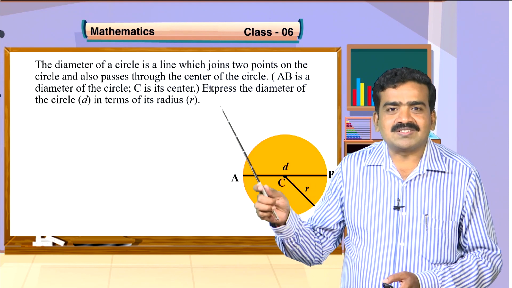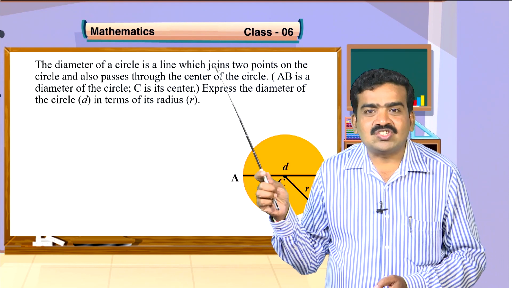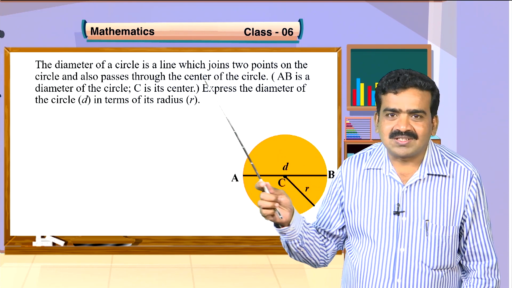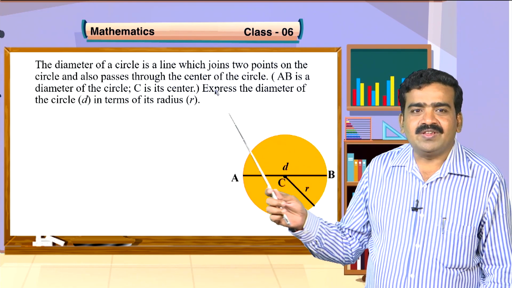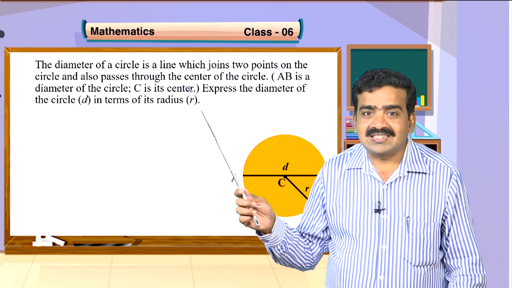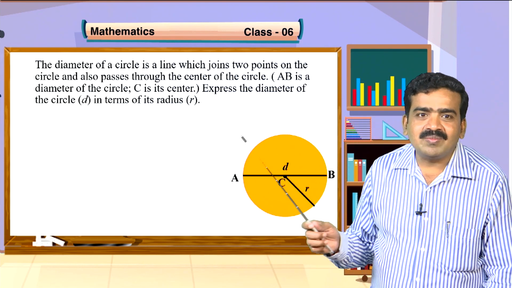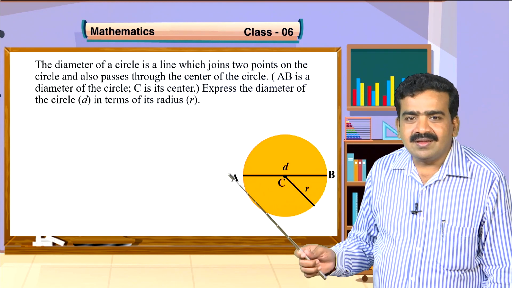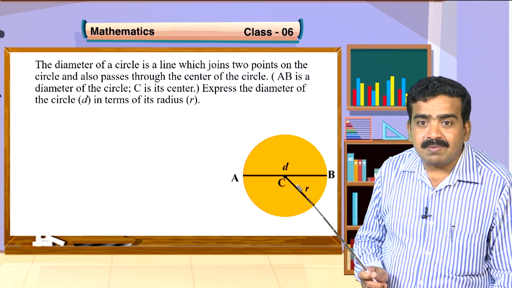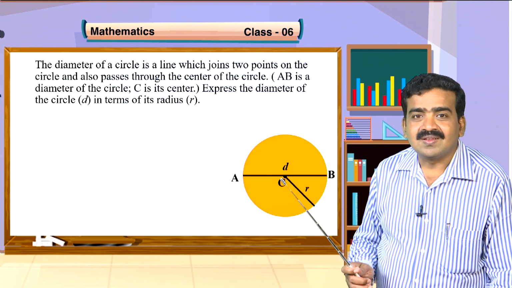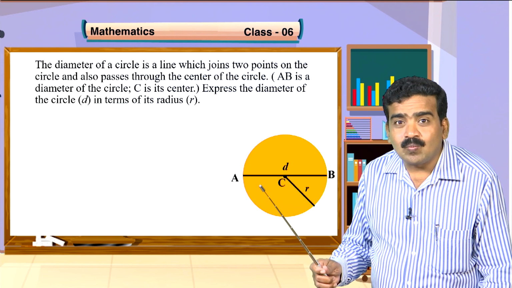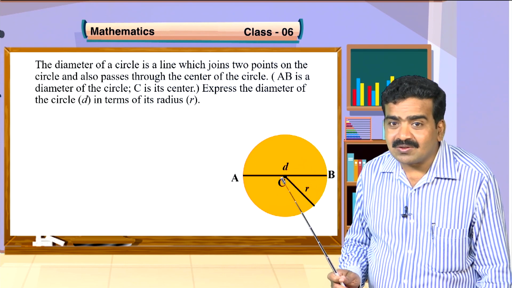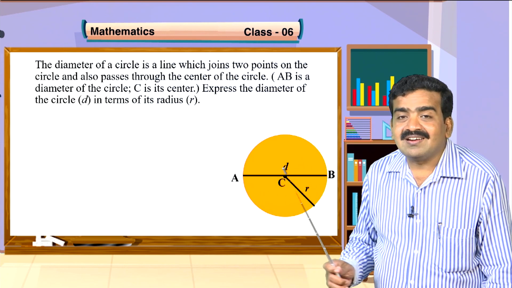The diameter of a circle is a line which joins 2 points of the circle and also passes through the center of the circle. If AB is the diameter and C is the center, express the diameter of a circle d in terms of radius r. Here AB, the line which joins any 2 points on the circle circumference and passes through the center, is called the diameter.